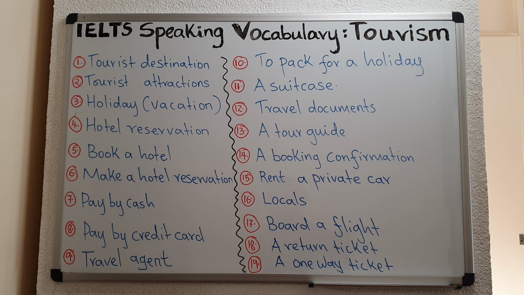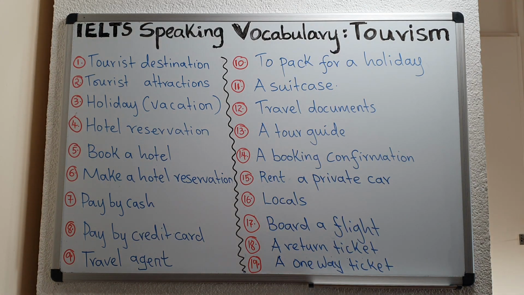Now let's move on to the third word, and that is holiday. A holiday is a vacation. For example, after schools close, children have a holiday. A holiday is the time when you get free from your job. During your holiday, you don't have any work commitments or school commitments. You have a break from your job, or you have a break from school or college. You have a vacation. You have a holiday.